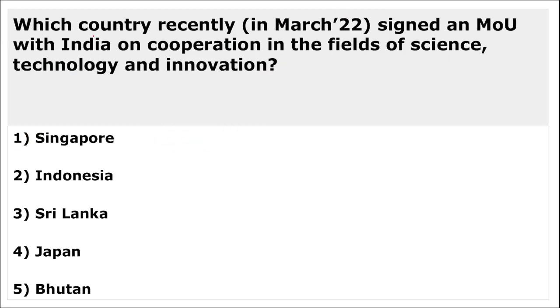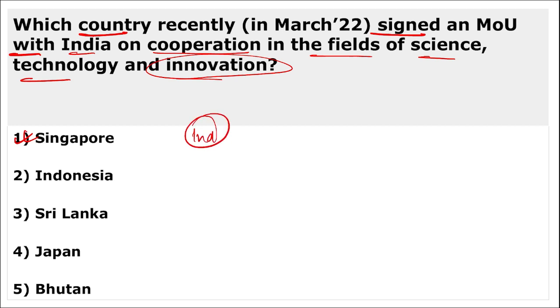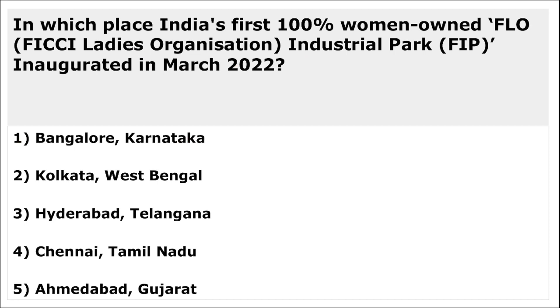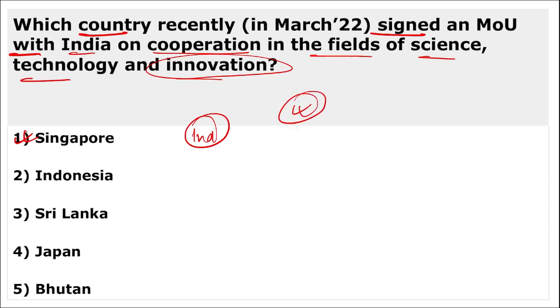Next, which country recently signed an MOU with India on cooperation in the field of science, technology and innovation? It is Singapore that has signed an MOU with India on cooperation in the field of science, technology and innovation. Next, also remember this MOU was signed during the India-Singapore Technology Summit that was held in the year 2022 itself.